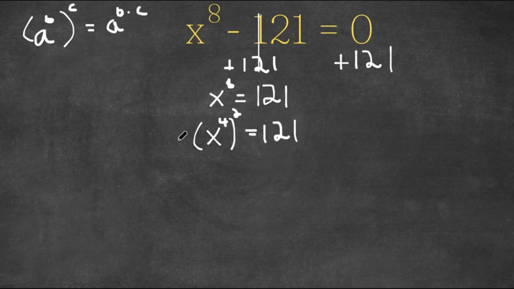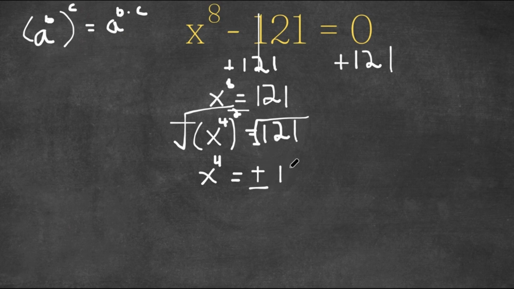Now we're going to take the square root of both sides. The square root of this, well, these two simply cancel because these two are opposites. So on our left side, we have x to the power of 4. And on our right side, we have positive and negative 11. Remember, it's positive and negative, not just positive. So now we have x to the power of 4 equals positive and negative 11.